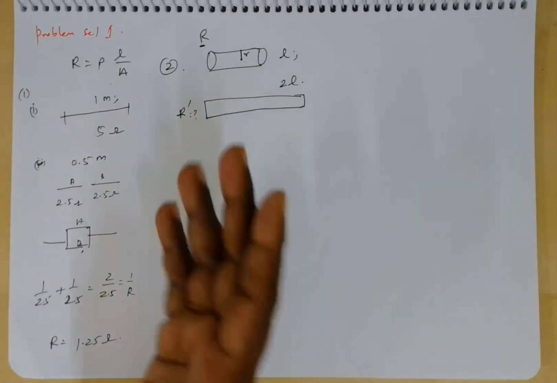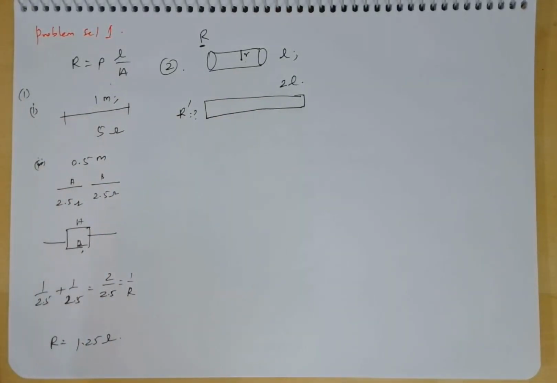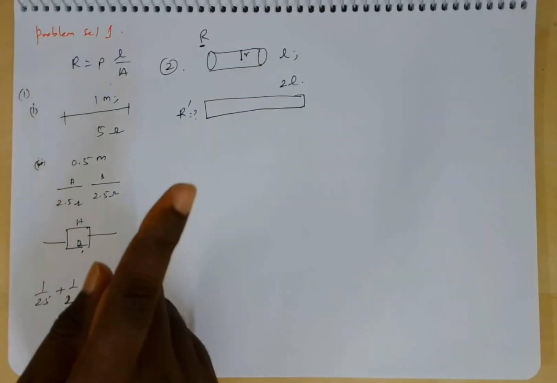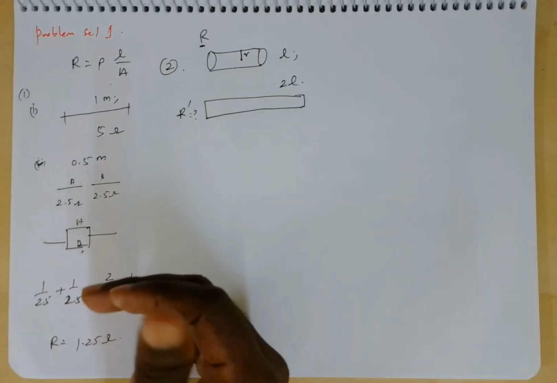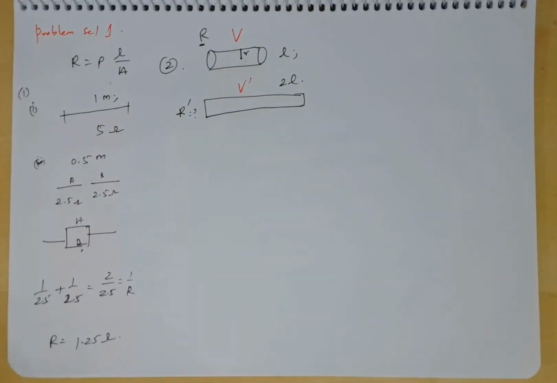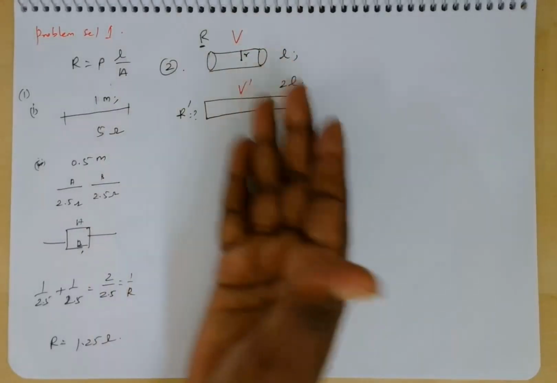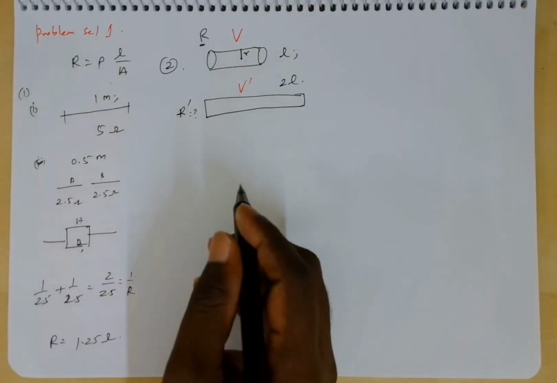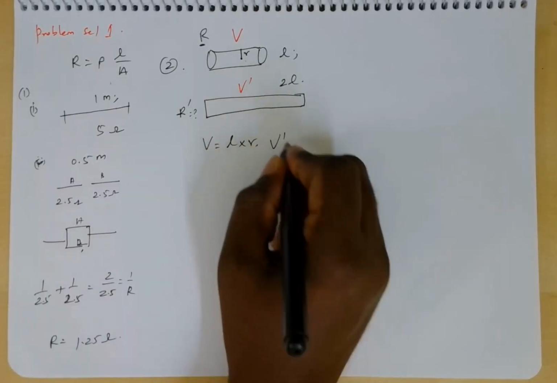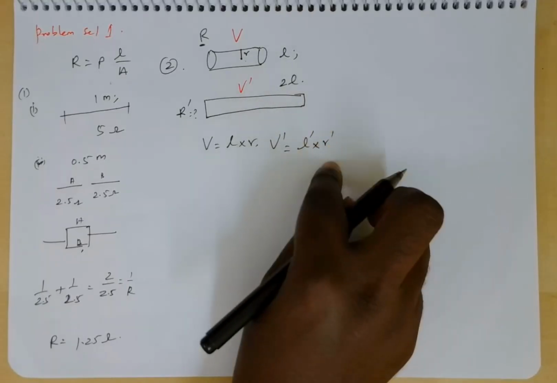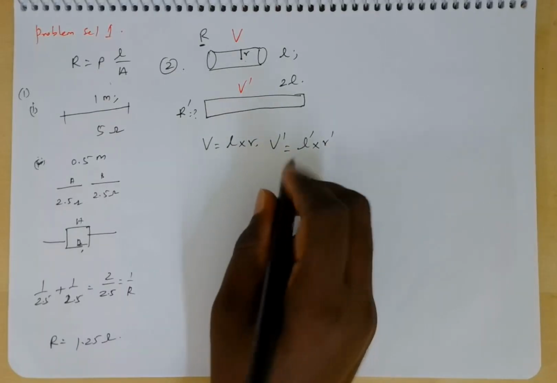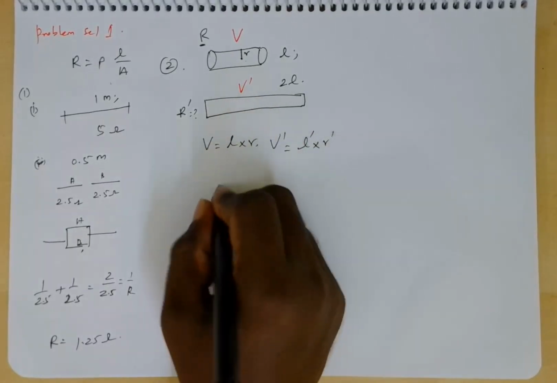Now, what quantity is not changing from the first one to the second one? Resistance will change, sir. Resistance is what we want to find. The volume of the first wire and the volume of the second wire is the same. Can you see? Same volume only, we are melting and making another wire, right, sir? So the volume of the first wire is L into R, the volume of the second wire is also L dash into R dash. So V is V dash.